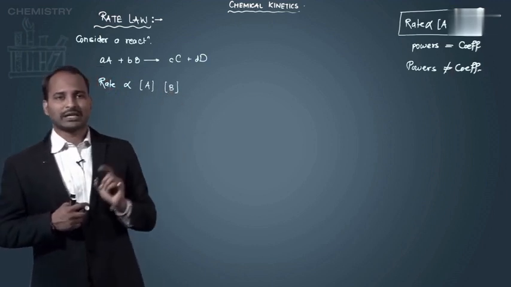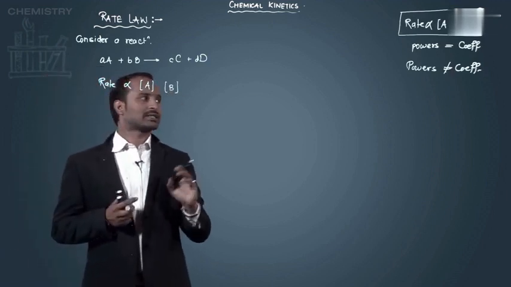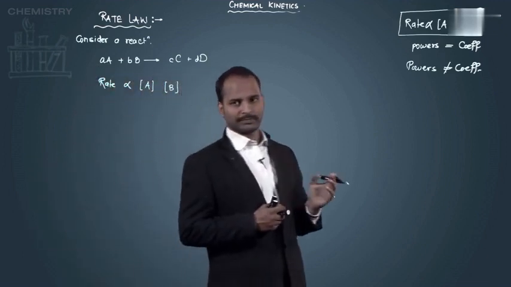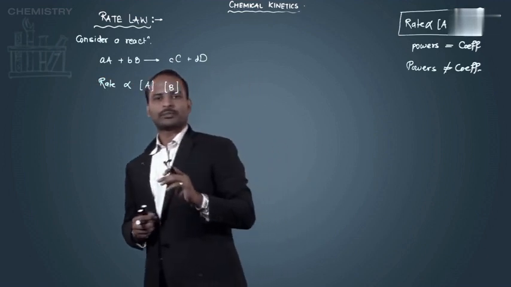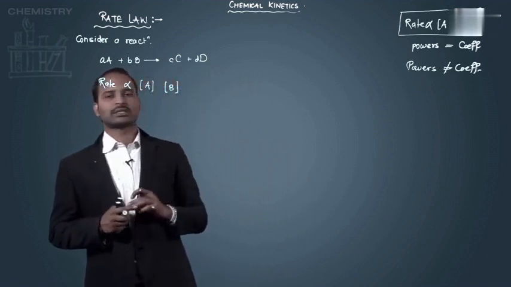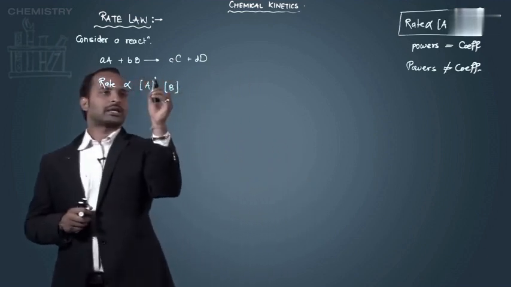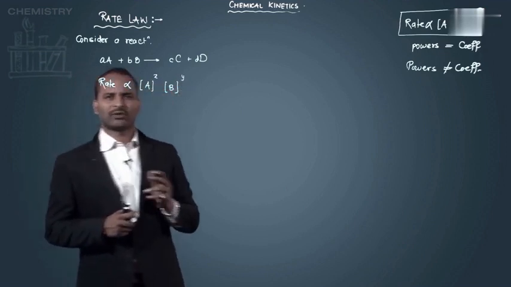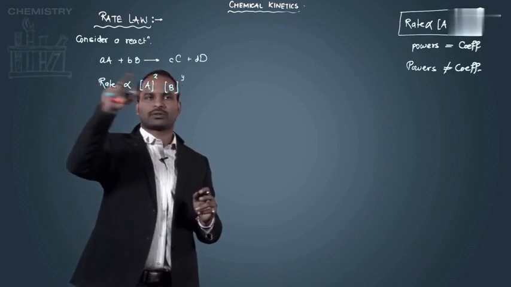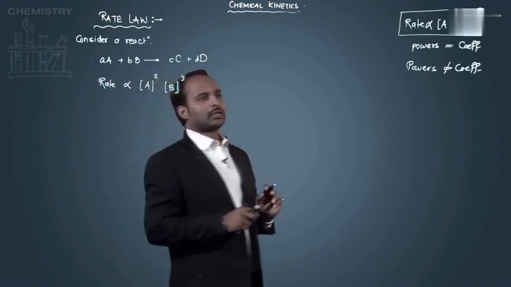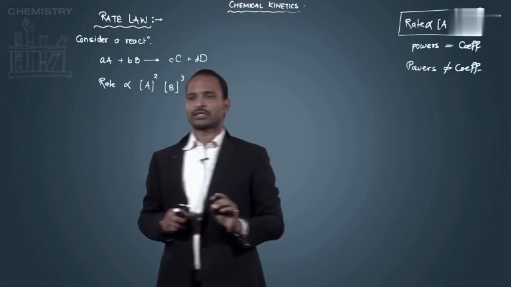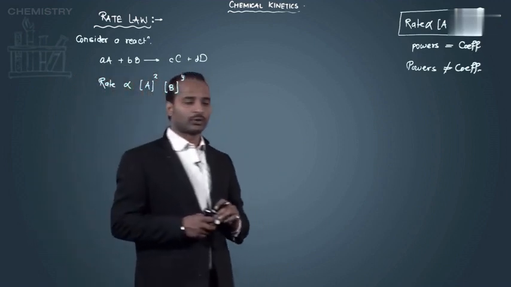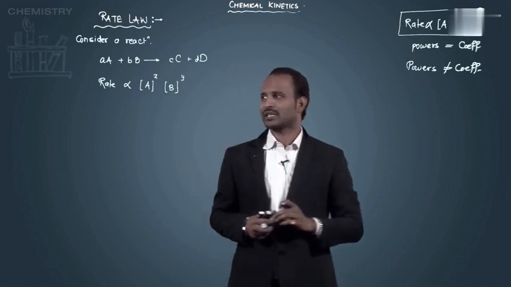Now instead of saying that the power is going to be the coefficient, as I said, in some cases when we perform experiments, we come to know that the power is not the coefficient in all cases. So here I am writing the powers as x and y, which may or may not be equal to the coefficients. What will be the values of x and y? To know that, you have to perform an experiment. Without performing an experiment, no one can predict the values of x and y.